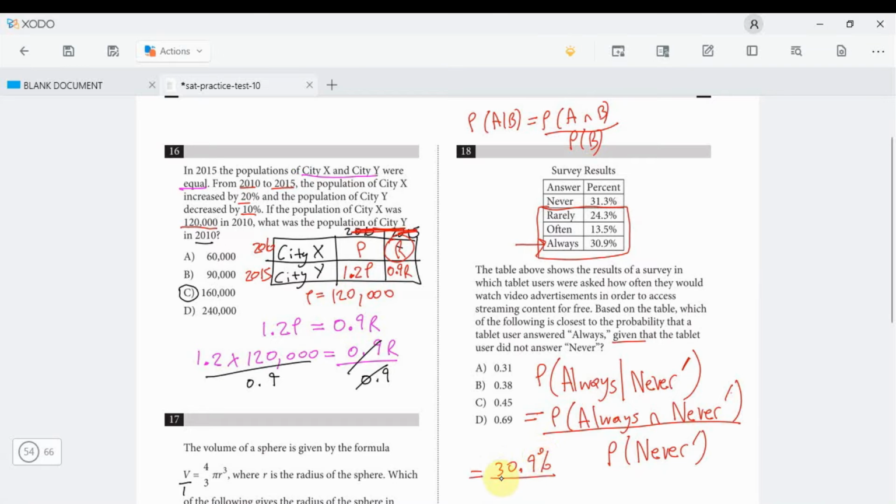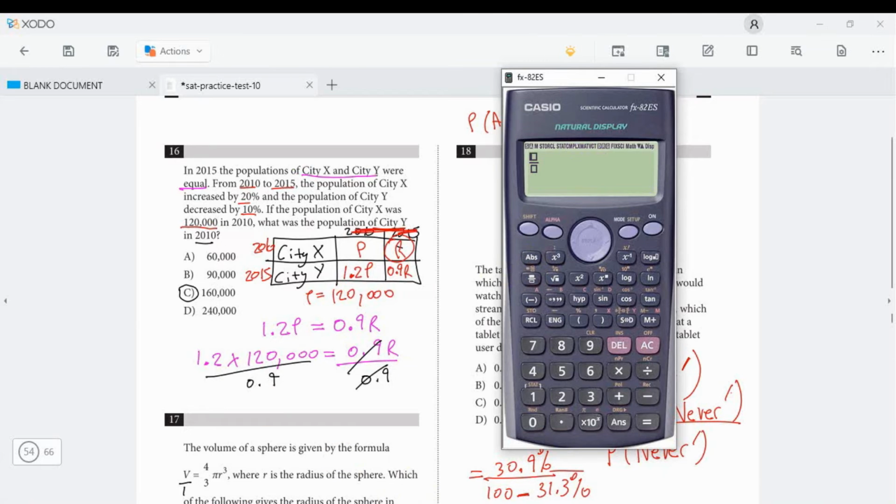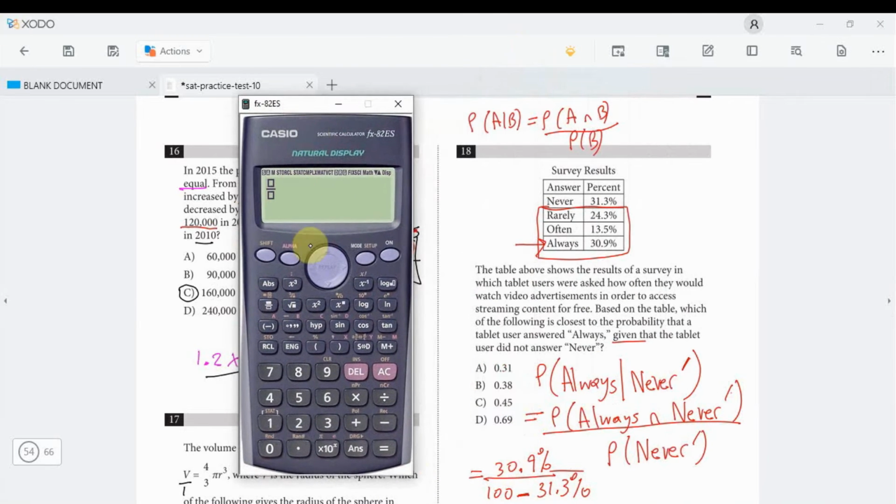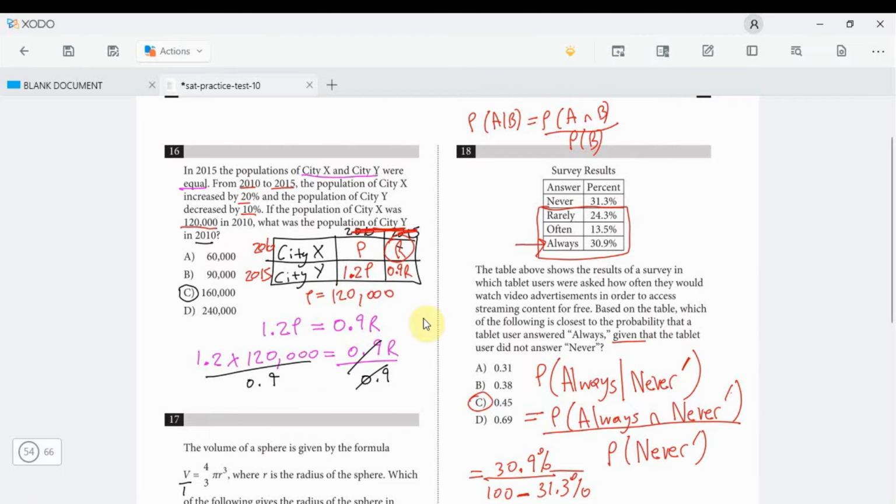30.9% divided by not never, which is all of these again. So that is 100 minus the never, which is 31.3. That's it, because to get all of these that are shaded in red right here, you just subtract the never. So we put it in our calculator: 30.9 divided by 100 minus 31.3. We get 0.45. Option C. Easy stuff.